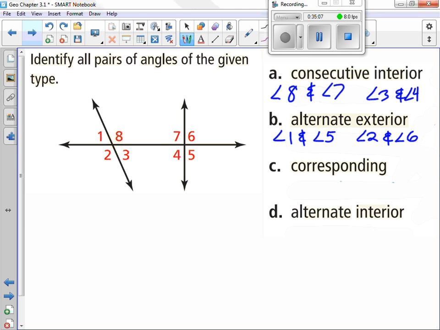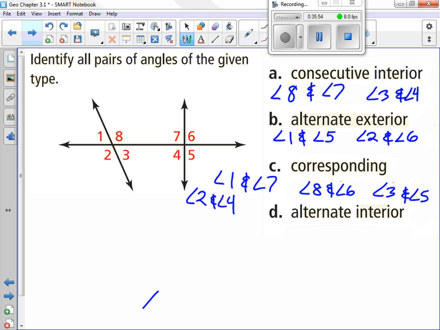Now we'll have a few for corresponding angles, because corresponding angles, again, they match up. They're in similar locations. So we would have angle 1 and angle what? 7, because 1 is above this line and to the right, or left. 7 is above this line and to the left. They're in corresponding spots. 8 and 6, because 8 is above and to the right, 6 is above and to the right. So angle 2 and angle 4, and then angle 3 and angle 5 would be our 4 sets of corresponding angles. Any questions on these here?